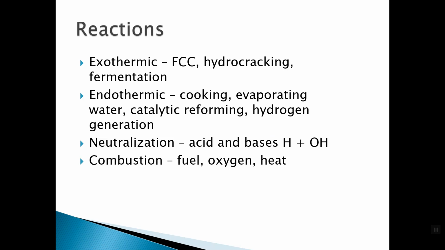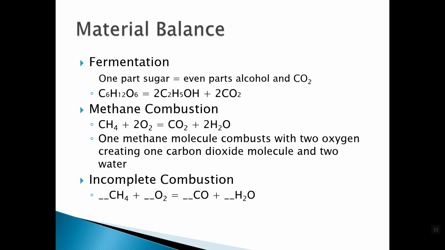Combustion, the book kind of lists it as zone. It is an exothermic reaction. It is a highly exothermic reaction, and it's going to have fuel, oxygen, and a heat source to be able to happen. The next part of this chapter goes into material balancing, which we get into in chemistry class a lot. But we want to talk about why we have to do that and what that means.